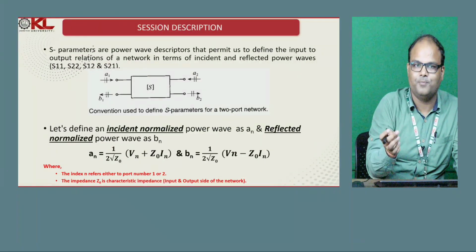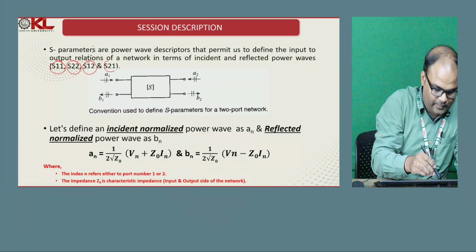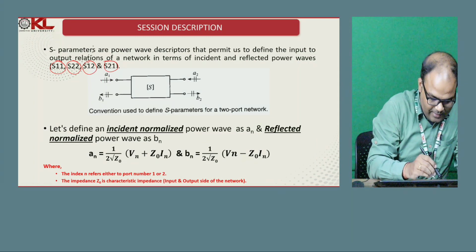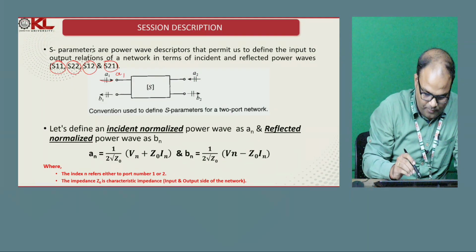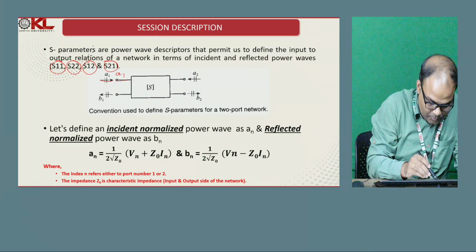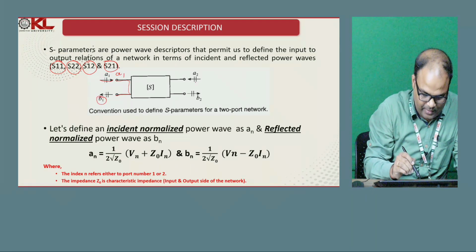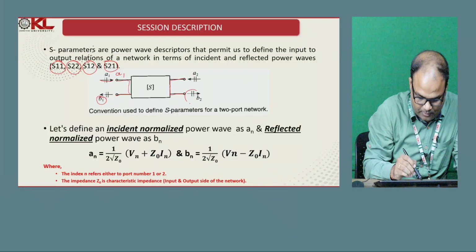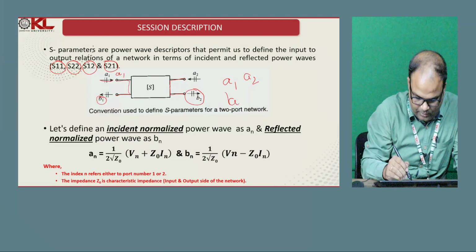If you are going for S parameters, we are thinking about S11, S22, S12, S21. Now we can see A1, which is a forward wave, and A2, which is the reverse wave. Like that, B1 is reverse from port 1, and B2 is reverse from port 2. So always we are thinking about A1, A2, B1 and B2.